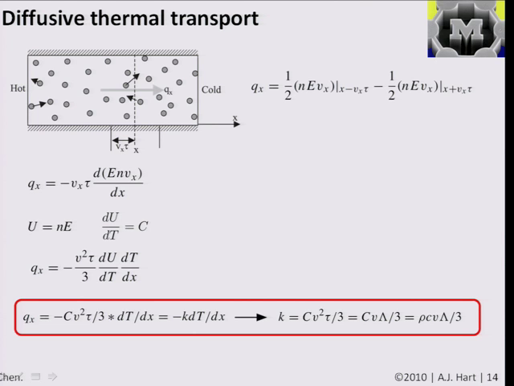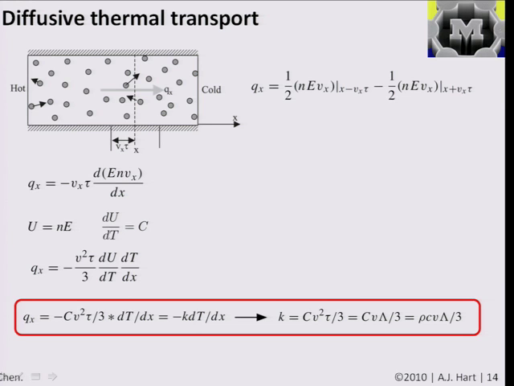And then if we expand the term inside the derivative, you've got the energy per particle times the number times the velocity, and we take that derivative and we define the energy as the number times the energy per particle, and we take the derivative with respect to temperature, which we call the specific heat. Then we can write this expression as this. So we have the heat flux is proportional to the temperature gradient times this factor here. And this we write as the thermal conductivity.